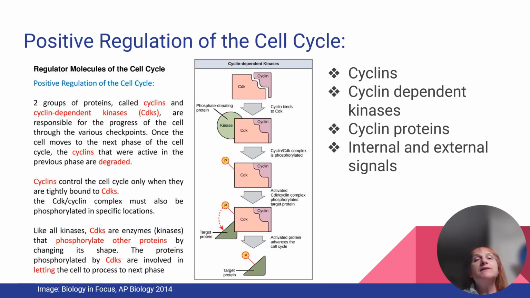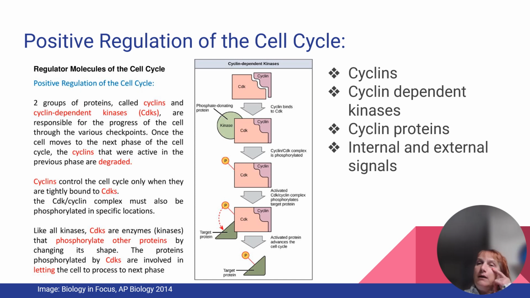So let's talk about positive regulation of the cell cycle. We have cyclins, cyclin-dependent kinases, cyclin proteins, internal and external signals. In our image here, we're showing cyclin-dependent kinases and our target proteins. We're seeing our CDK, our cyclin-dependent kinase, and our cyclin here. We're seeing a complex where they're binding together. Here's the phosphate that's phosphorylating them, and here's our target protein.